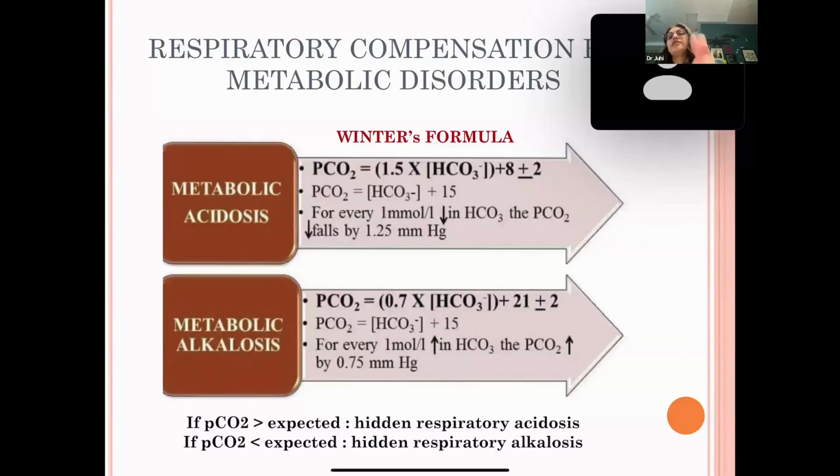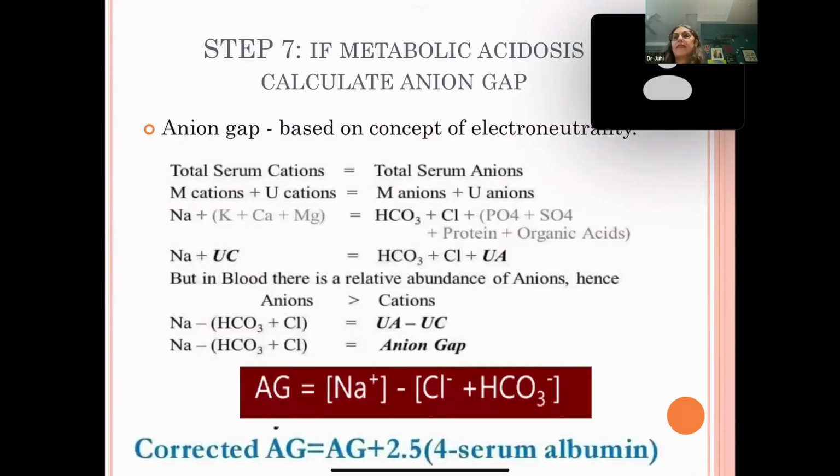Okay, if the calculated PCO2 and what is there in the ABG are the same, then it means it's a complete compensation. If the PCO2 is more than expected, that means there's some extra respiratory acidosis. If the PCO2 is less than expected, then it means there's a respiratory alkalosis. Okay, so that was the respiratory compensation part. Supposedly you found a metabolic acidosis.